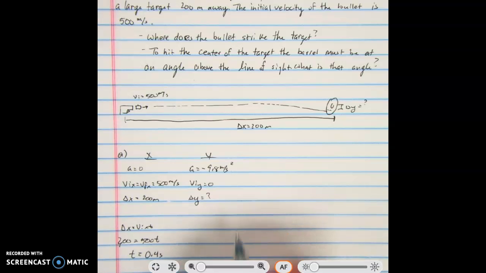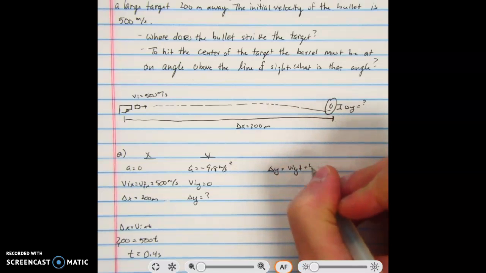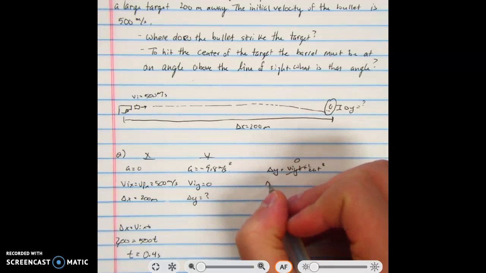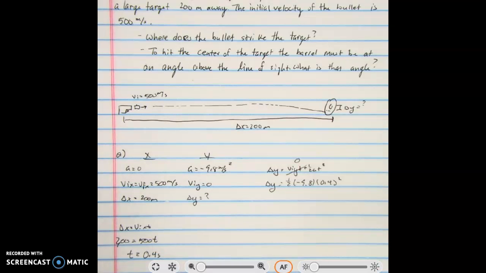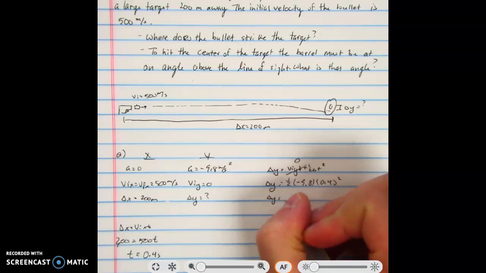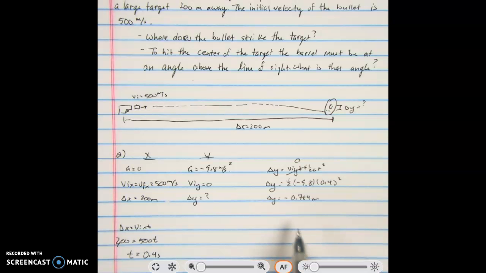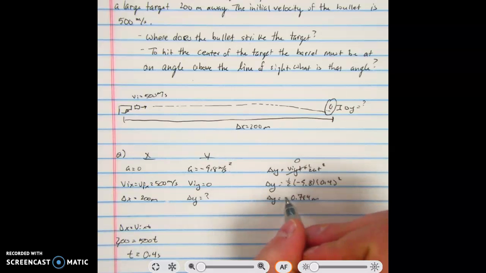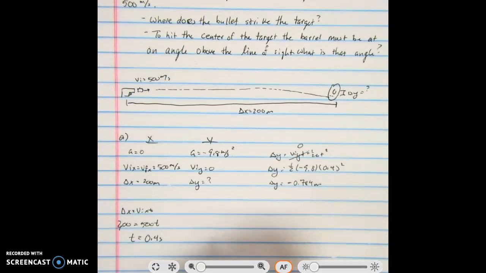For the y-axis, to find delta y, we'll use the second equation. Delta y equals initial v y times t plus 1/2 a t squared. The first term goes to 0, so delta y is equal to 1/2 times negative 9.8 times 0.4 squared. Solve this out, and you should get a delta y equal to negative 0.784 meters. So this bullet travels 200 meters and drops almost a meter. It drops over 78 centimeters. That's a good drop.